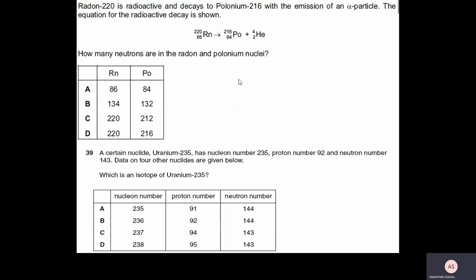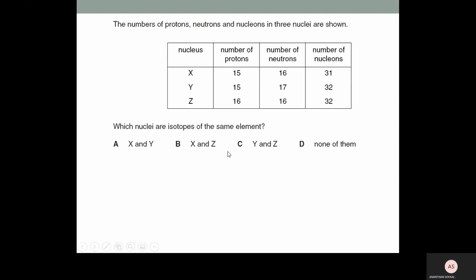So what's the answer? As an isotope, it has the same proton number. The proton number for both of them must be the earlier one, how much? 92. So this one also must be 92. Okay, I skip this. This is so, which one is the isotopes? Very fast. X and Z. Okay, X and Z.